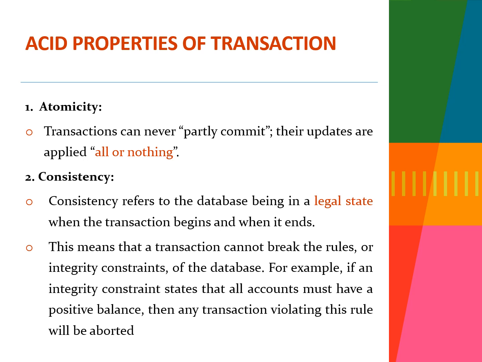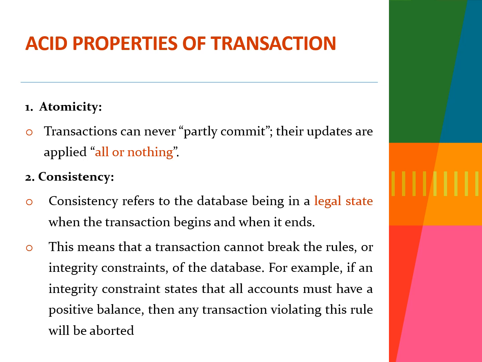So if any transaction fails to complete, the entire transaction fails, and the database is left unchanged. It won't affect the database. An atomic system must guarantee atomicity in each and every situation, including power failures, errors, and crashes. So atomicity guarantees that each transaction is treated as a single unit which either succeeds completely or fails completely.